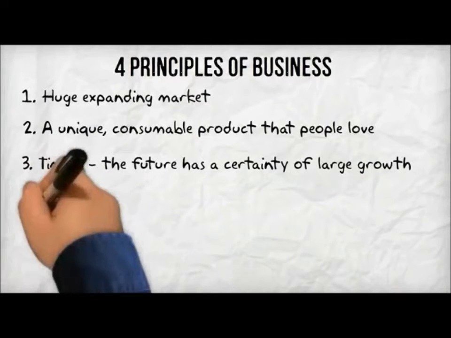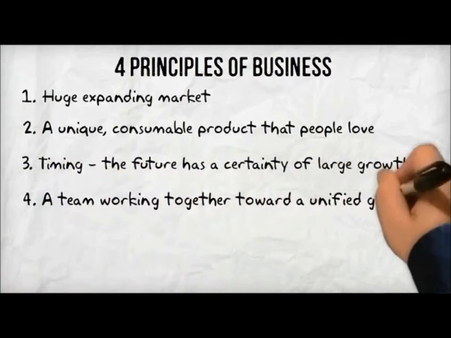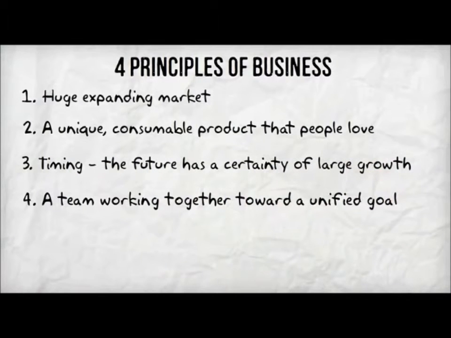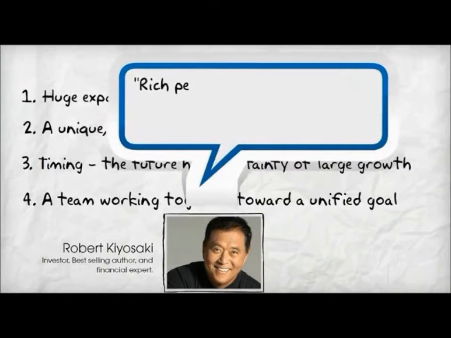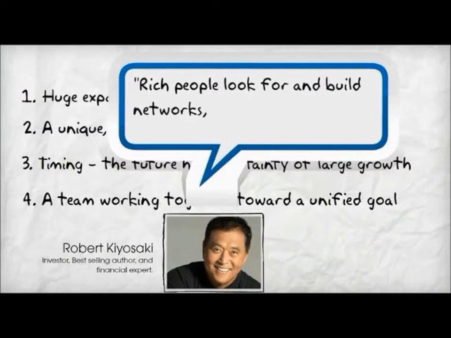And number 4, you need a team of people who are unified together and working toward the same goal. Robert Kiyosaki, who's a multi-million-dollar investor and the famous author of the best-selling book called Rich Dad, Poor Dad, said rich people look for and build networks, while everyone else just looks for work.